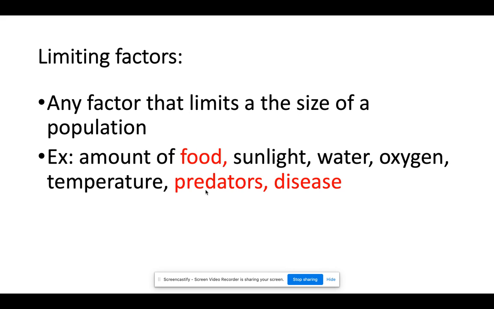There's only so much food. There's only so much space. There's disease and predators that kill them, that keep their populations down. They're referred to as limiting factors because they limit the population.